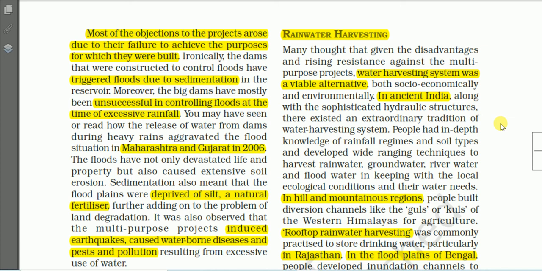Okay, let me tell you. As the name indicates, rainwater harvesting refers to the collection and storing of rainwater. So this is the simplest meaning: collection and storing of rainwater for use for different purposes.